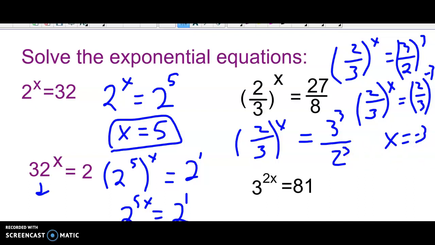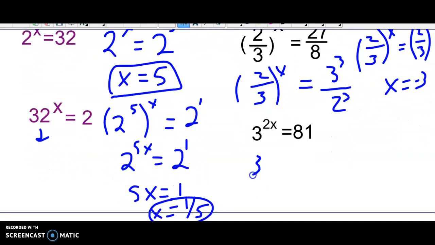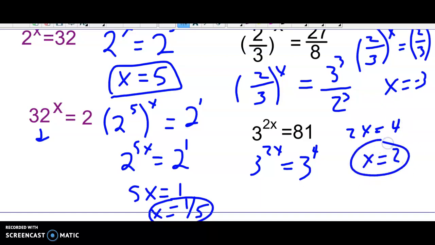3 to the 2x equals 81. Well, let's see. 3 to the 2x. 81 is 9 squared, but that doesn't help. But I could write, oh, it's also 3 to the 4th, right? If it's 9 squared, 9 is 3 squared. So 3 times 3 times 3 times 3 is 81. So now that I have it in the same base, I can write 2x equals 4, x equals 2. And that makes sense. 3 to the 2 times 2, 3 to the 4th is 81.